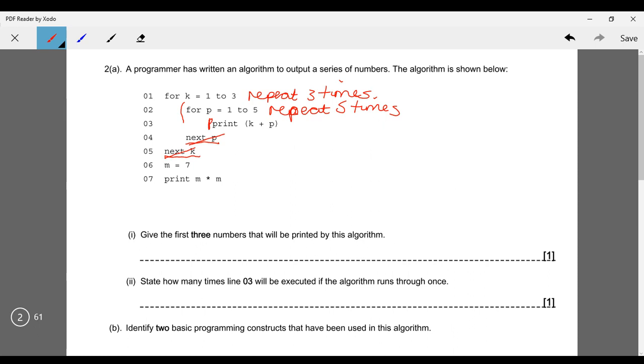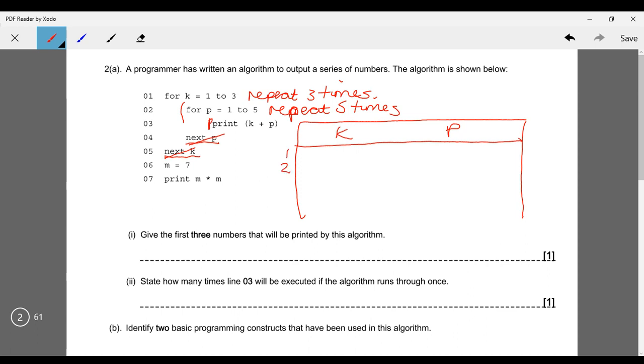So with that in mind, the question here is: give the first 3 numbers that will be printed by this algorithm. Now think about the way that this code works, and the way we can do that is we're going to draw a really simple trace table. Essentially, I want to think about what the value of k is and what the value of p is at every turn.